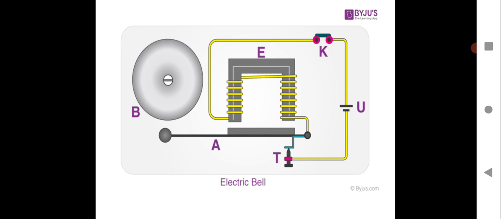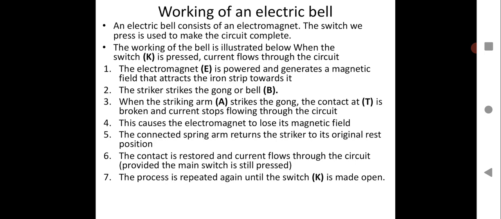The gong will hit the surface B, which is a metal surface, and that will make a sound. And when you release the pressure, when you release the switch button, it will no more ring. That means you are opening the circuit. The circuit will be incomplete and current will not flow. So all that explanation is over here.